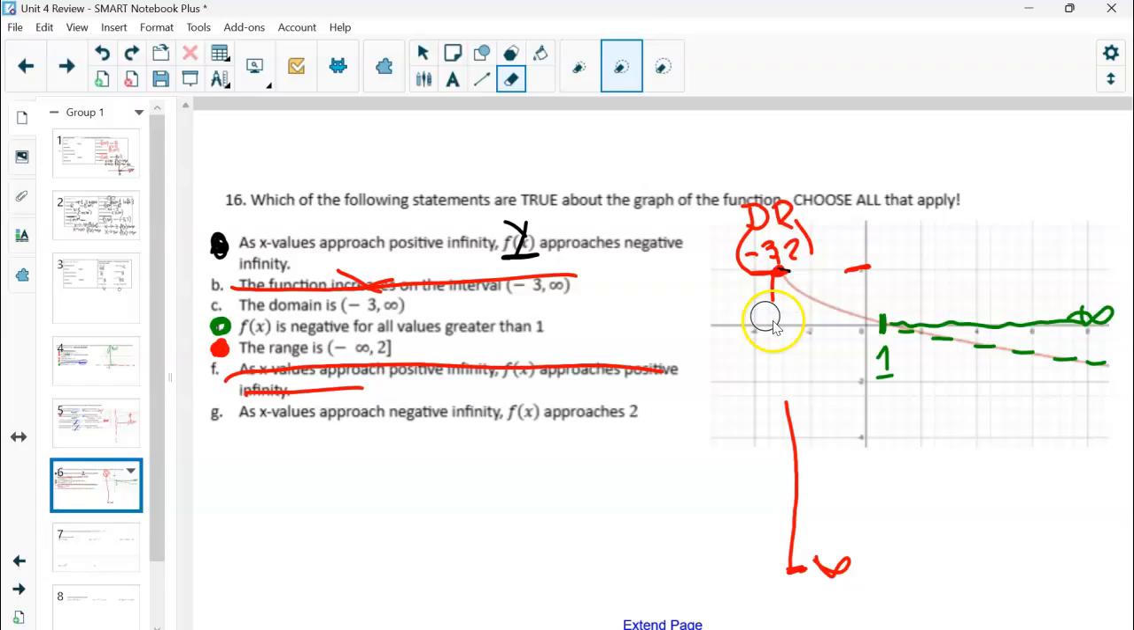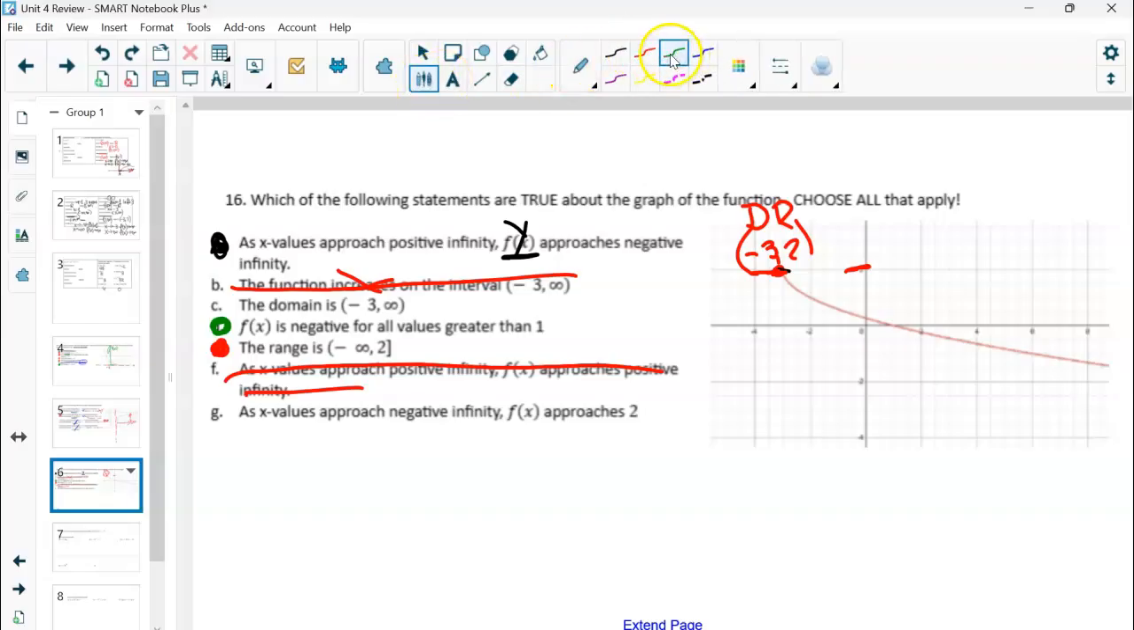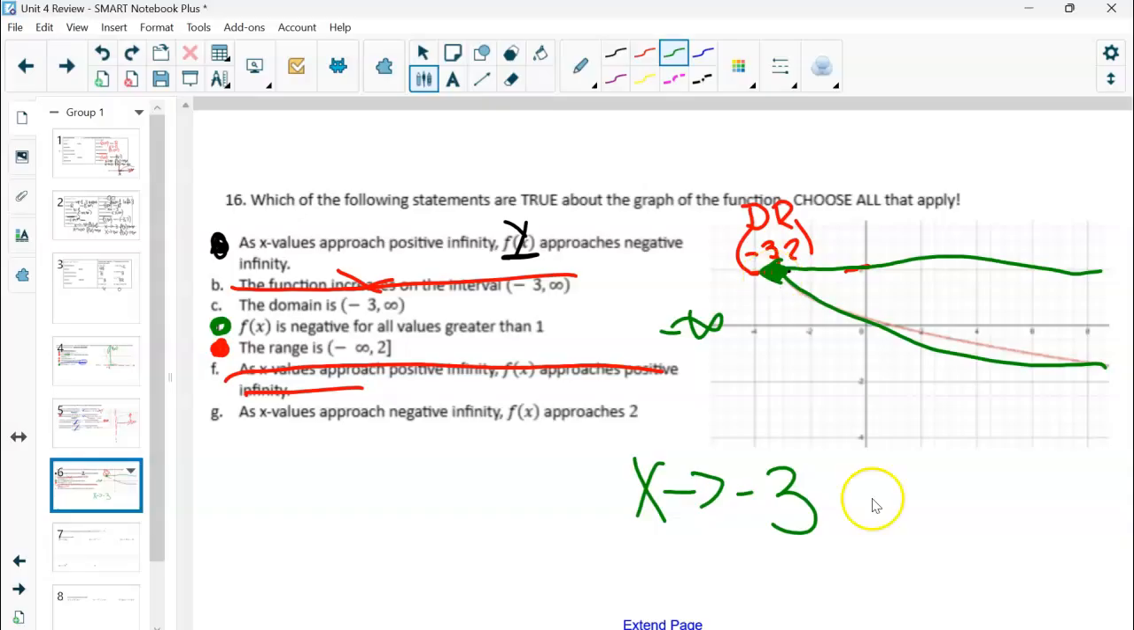And then lastly, it's saying as x values approach negative infinity, so we are now going to the left, f of x is approaching 2. So remember that one side for radical functions goes toward infinity, and another side, whichever side that's going to be on, is going to go toward your point. So can I get to negative infinity? No. I can only get to that point right here. So I am approaching -3, and while I approach -3, my function is approaching 2.